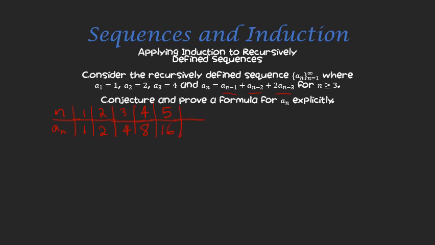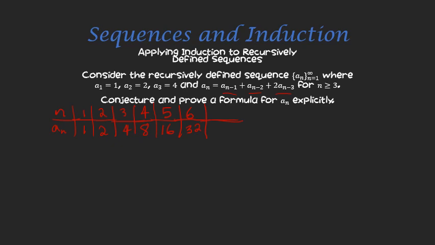Let's do one more here. Hopefully you're starting to see the sequence. For n equals 6, we'll do 16 plus 8, that's 24, plus 2 times 4 is 8, so that's 32. Well, these all look like powers of 2. So let me give it away for you. Hopefully you can see that. These are all powers of 2.